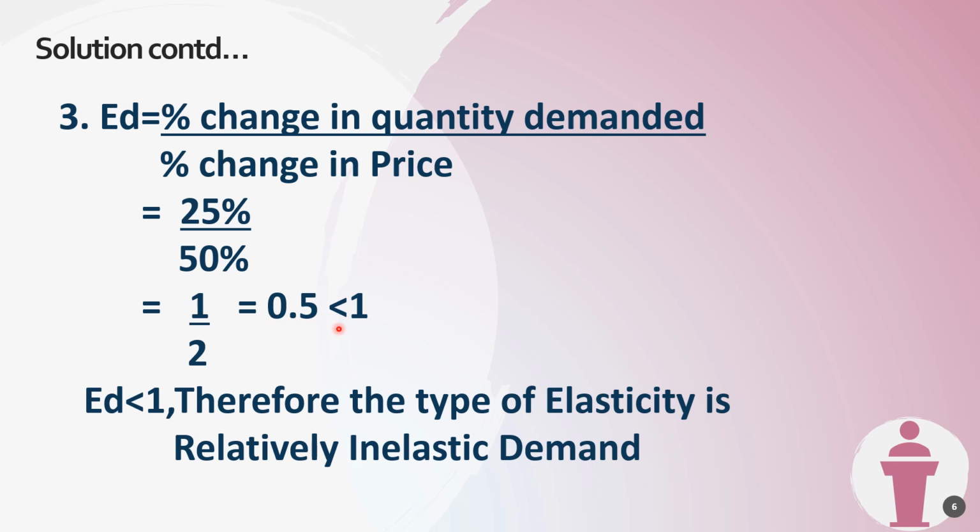As you can see, 0.5 is less than 1. And we know when elasticity of demand is less than 1, the type of elasticity is relatively inelastic demand. So we have learned one problem. Now we'll go on to study how to solve another one.